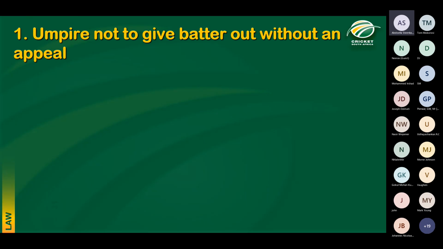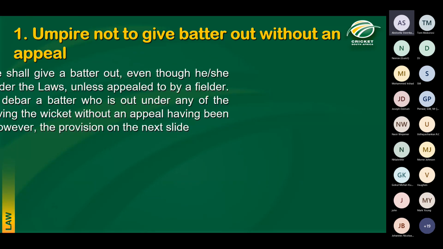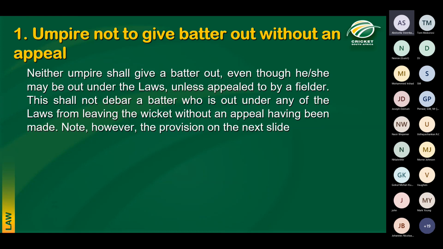Last law that I'm covering for this evening. Unless an appeal is made, the umpire does not give the batter out. The law is quite clear: there must be an appeal for the umpire to give the batter out. It happened to me on more than one occasion, where once it was an LBW. I thought it was stone dead. The bowler didn't appeal, or no one appealed.